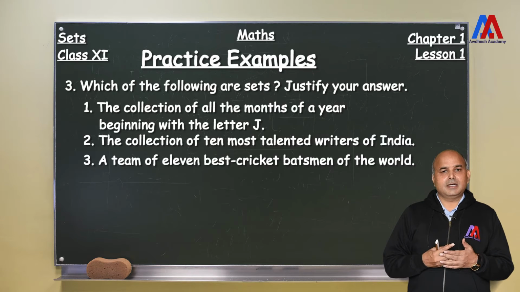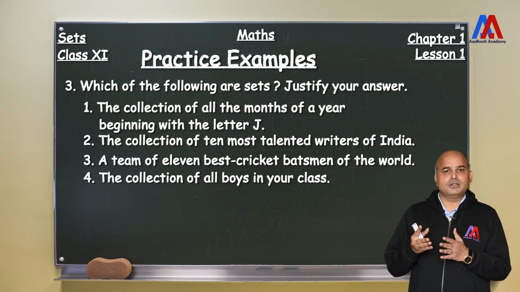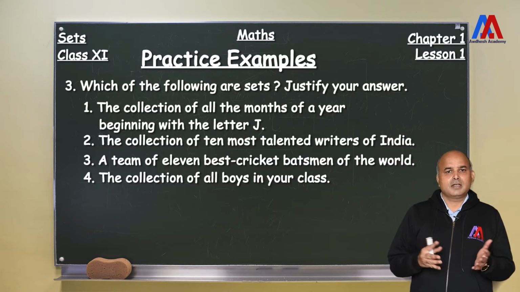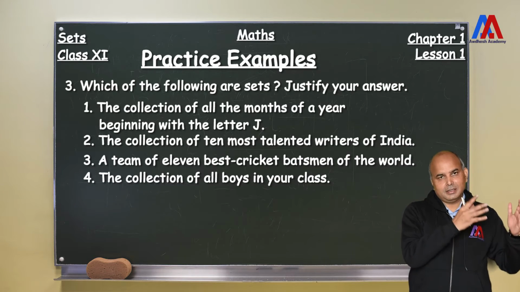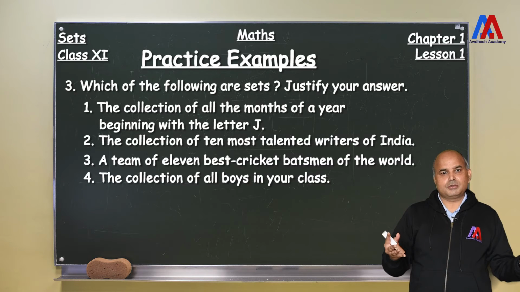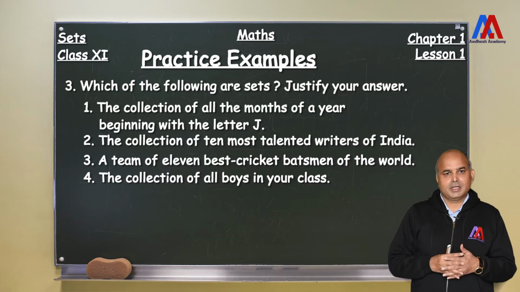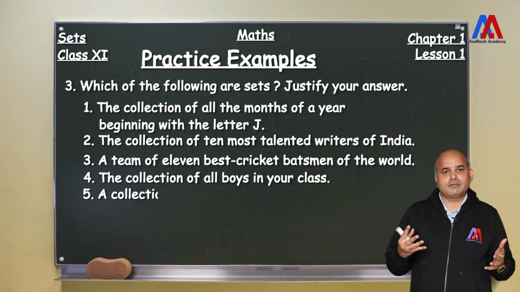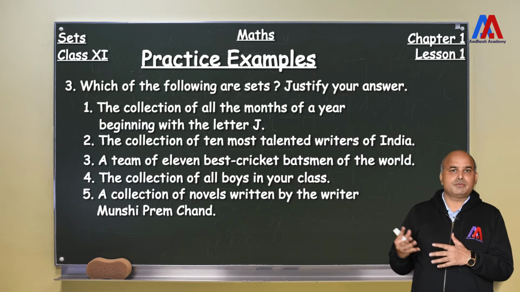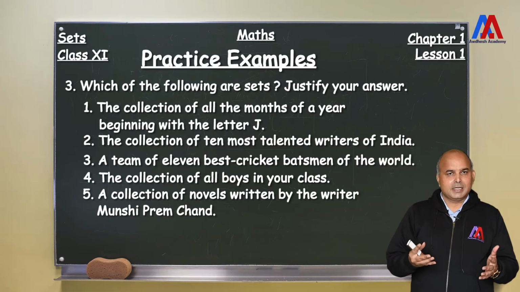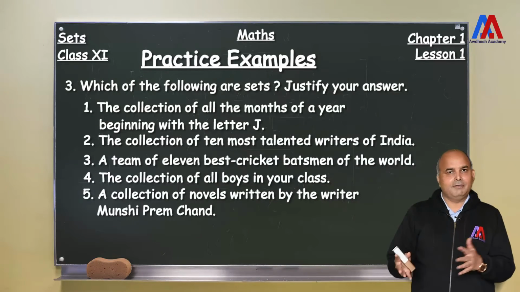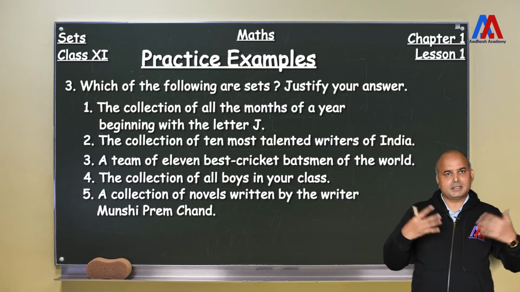Let's take the next example, the collection of all boys in your class. This is definitely a set, because the number of boys in the class is fixed, so you can write their names, and that will constitute a set. It is a well defined term. Then the next one, the collection of novels written by the writer Munshi Premchand. Munshi Premchand has written a limited number of novels, and it is well defined and well available, so we can make another set of that.